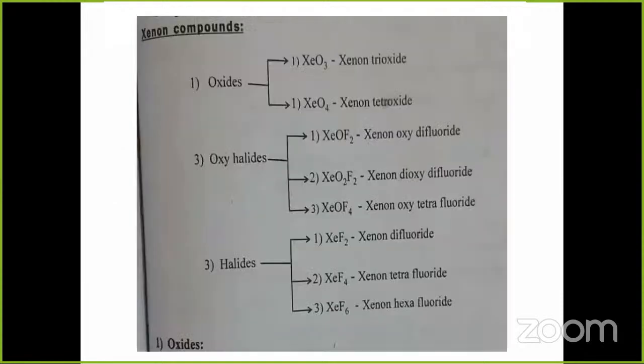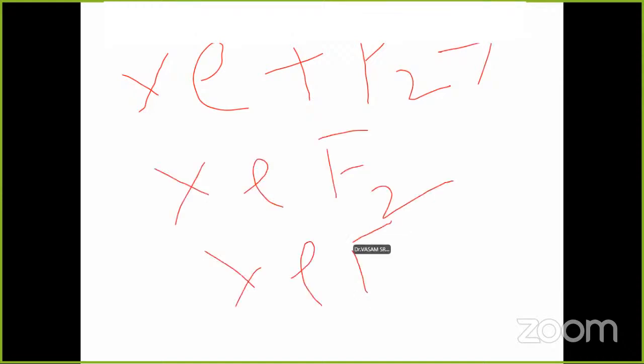Now see one by one. For example, halides. I told you earlier, I will note it clearly here. Xenon reacts with the halogen, the most electronegative fluorine, and it gives XeF2, XeF4, and XeF6, three compounds. Xenon reacting with fluorine gives xenon difluoride, xenon tetrafluoride, and xenon hexafluoride, three types of compounds.